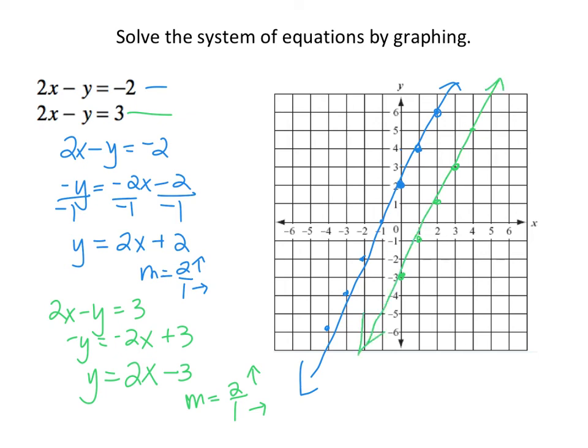Looking at these lines, there's obviously no intersection points, and because they have the same slope and they don't lie on top of each other, there's going to be no intersection points anywhere along these lines. So for this one, I'll record my answer as no solution. And you must also put that it is inconsistent.